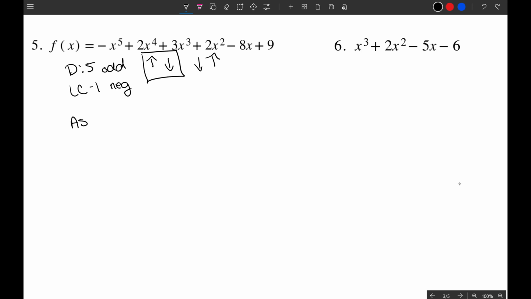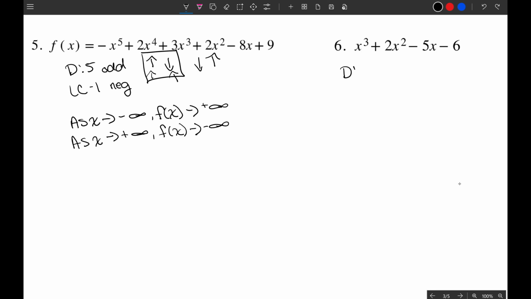So as x approaches negative infinity, my y value approaches, look at the left side of your graph, positive infinity. And as x approaches positive infinity, my f of x is going to approach, think right side of the graph, it's going down, so negative infinity.